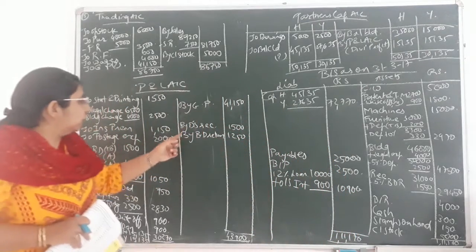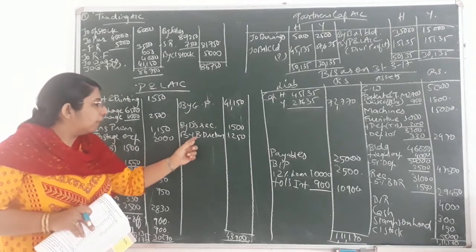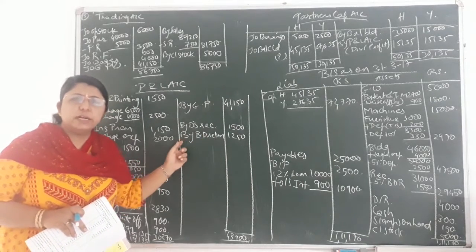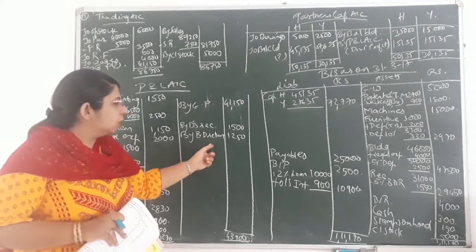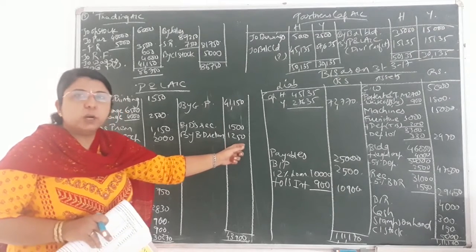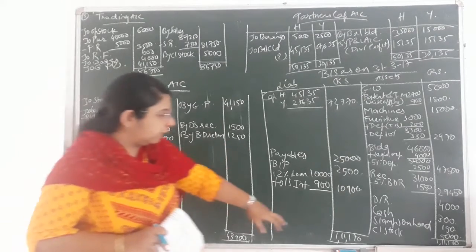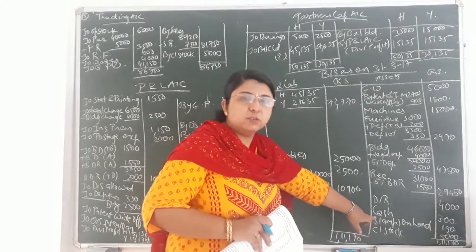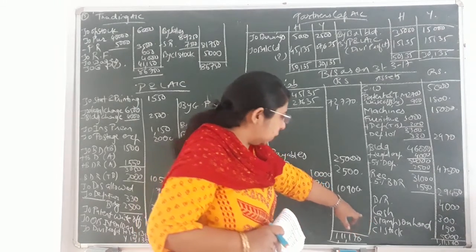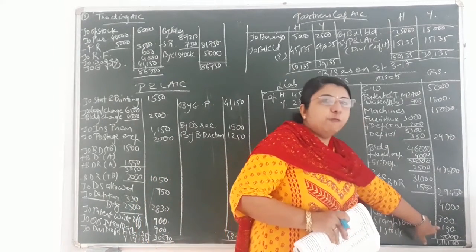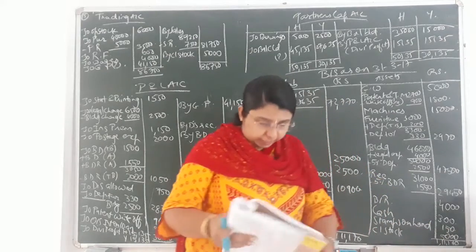So you can see on the credit side of P&L account I have written by bad debts returned, and you can write by bad debts recovered also over here. That is credit balance 1250, and stamps on hand, that would be recorded as closing balance on the asset side of balance sheet. So stamps on hand, that is 150 on the asset side of balance sheet.